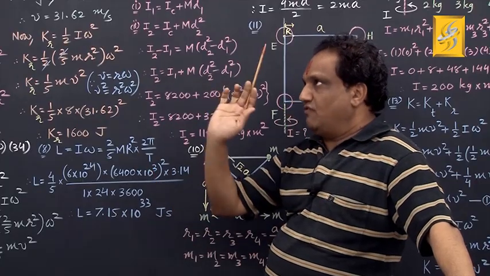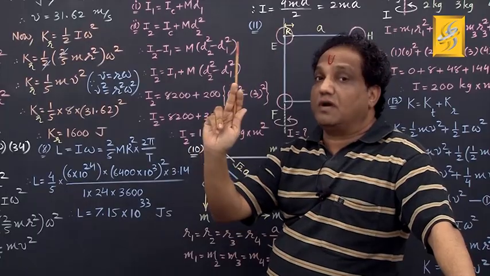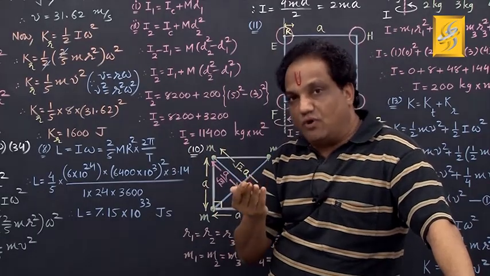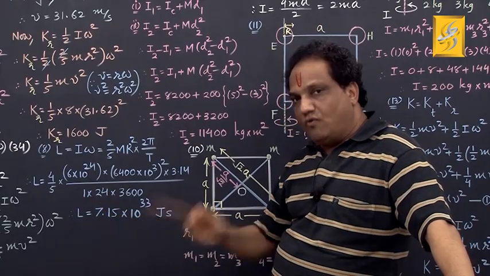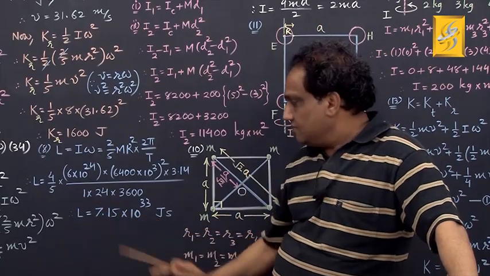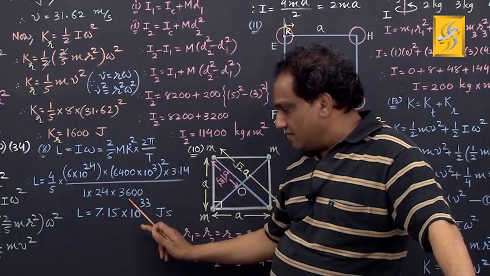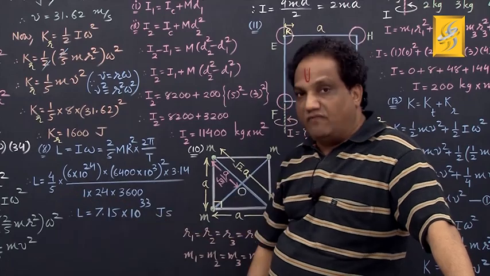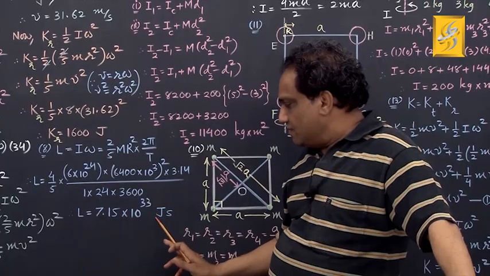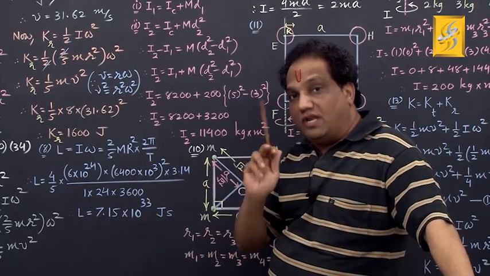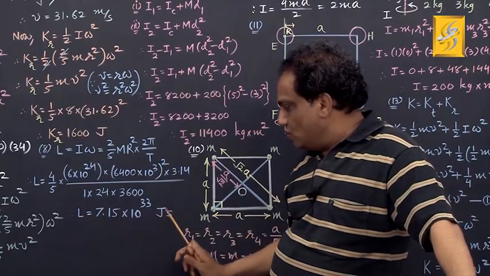What is it? Periodic time of Earth about its own axis. Periodic time of rotation. For Earth, you know about its axis it is 1 day. But 1 day is how many hours? 24 hours. 1 hour is 3600 second. So you should multiply by 3600, day to hours, hour to second. And now simplify, final value is 7.15 into 10 raised to 33. This many joule into second. For linear momentum, unit is Newton into second. For angular momentum, unit is joule into second.